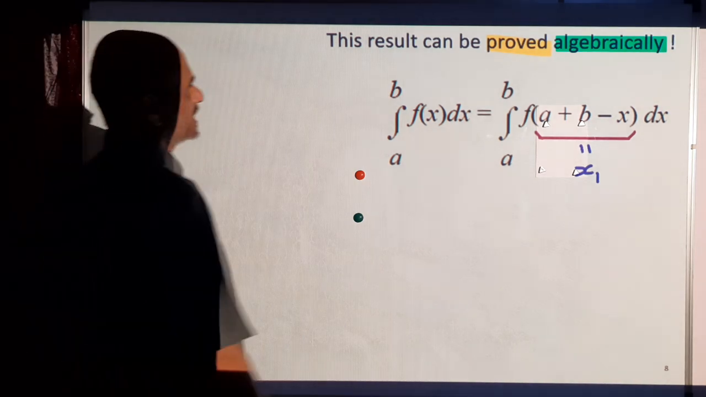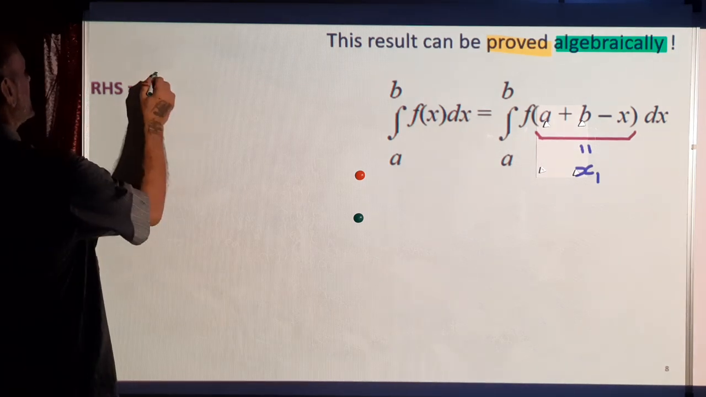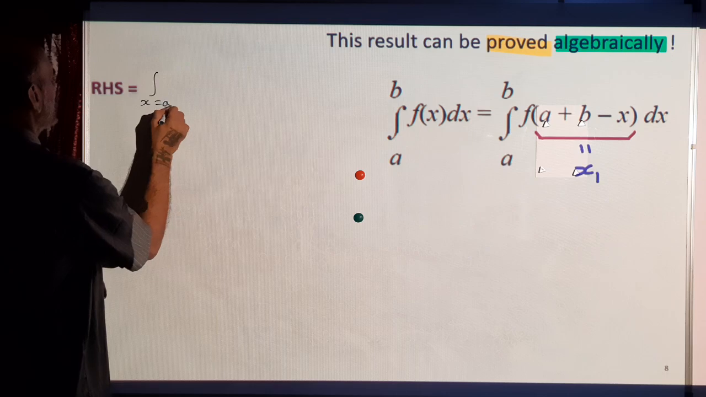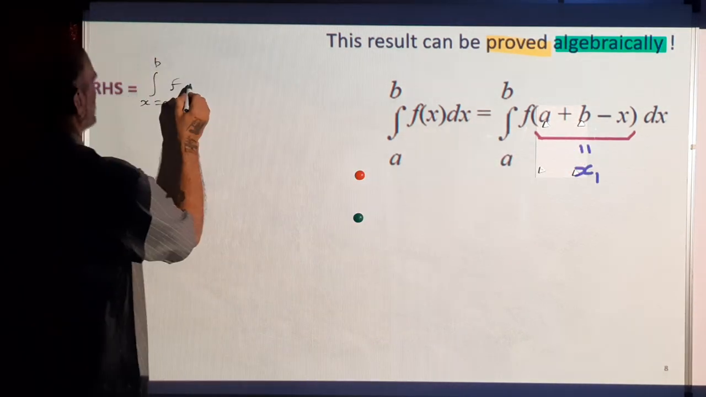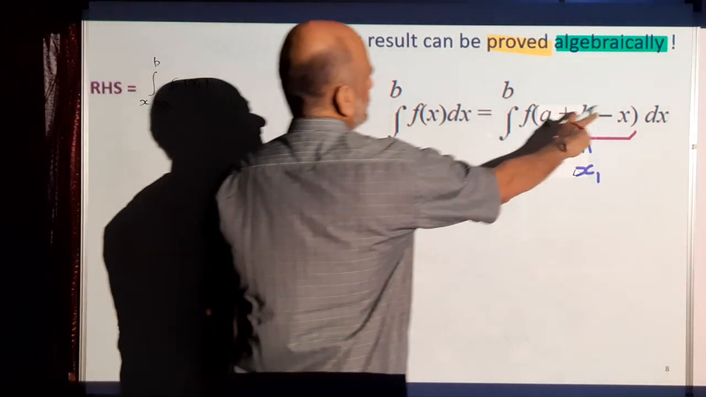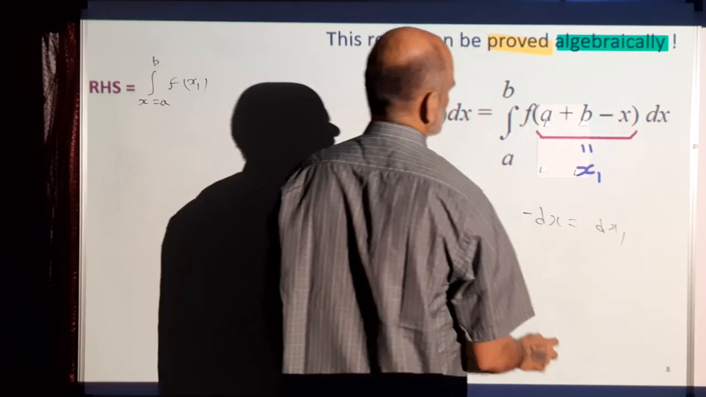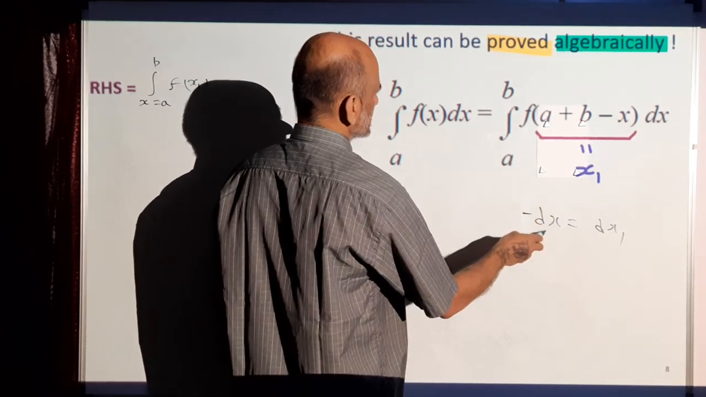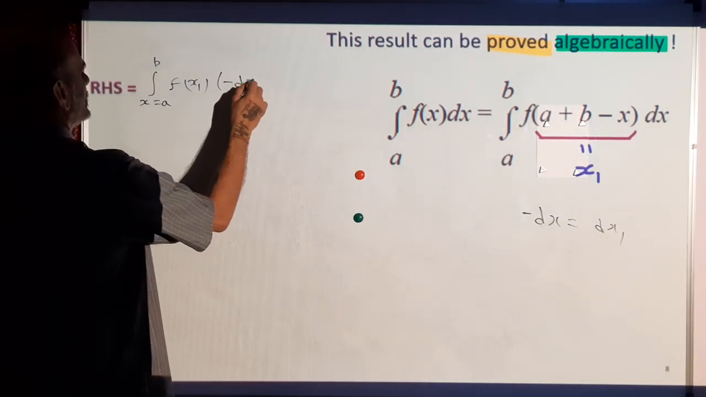So this variable a plus b minus x, I can call this a new variable x1. So from this, the right hand side will become the integral, with limits from x equal to a to x equal to b, of the function f of the new variable x1, and dx and dx1 are related. Differentiate both the sides, a and b are constants, so they become 0. I'll get minus dx equal to dx1. So dx is nothing but minus dx1.